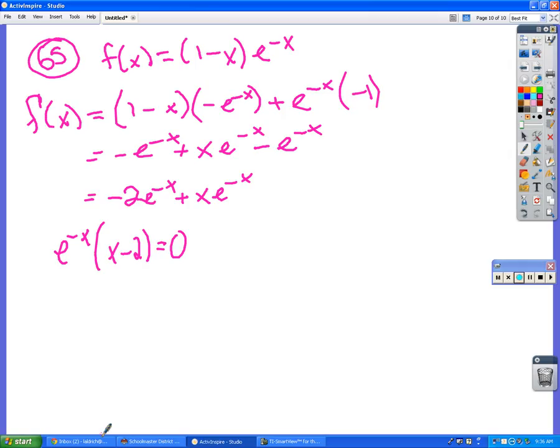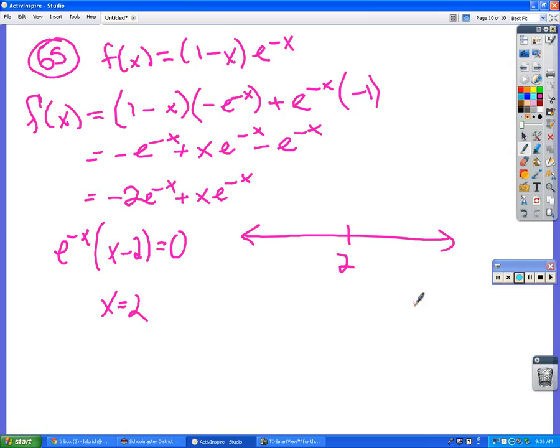Wait, negative e to the negative x? I just took out a plain old e to the negative x. Okay. This will never be 0. This will be 0 at 2. x equals 2. So that means I can make my little sign chart.